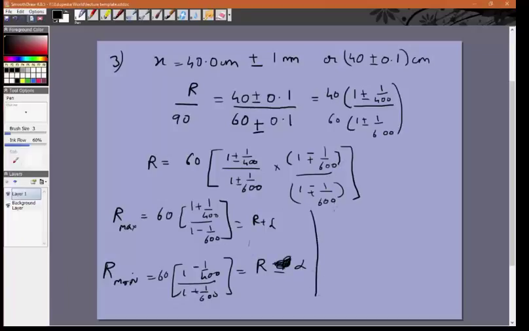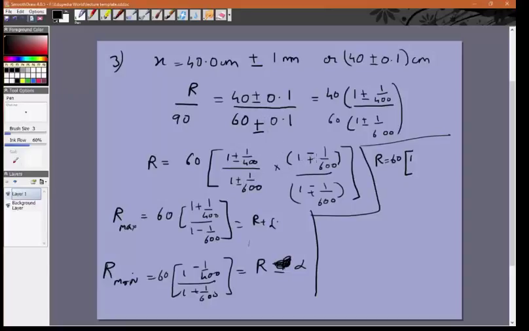So what this will give us is R equal to 60, and the denominator will be 1 minus 1 by 600 whole squared. We'll neglect the square of 1 by 600 in front of 1, so the denominator will just be 1. And the numerator will be 1, and then when you multiply plus 1 by 400 with minus 1 by 600, what you'll get is, sorry, if this is 1 plus 1 by 400, this will be 1 minus 1 by 600.